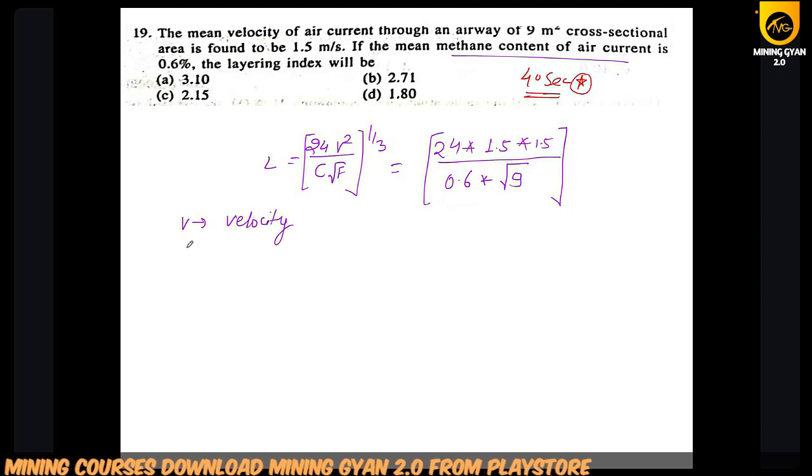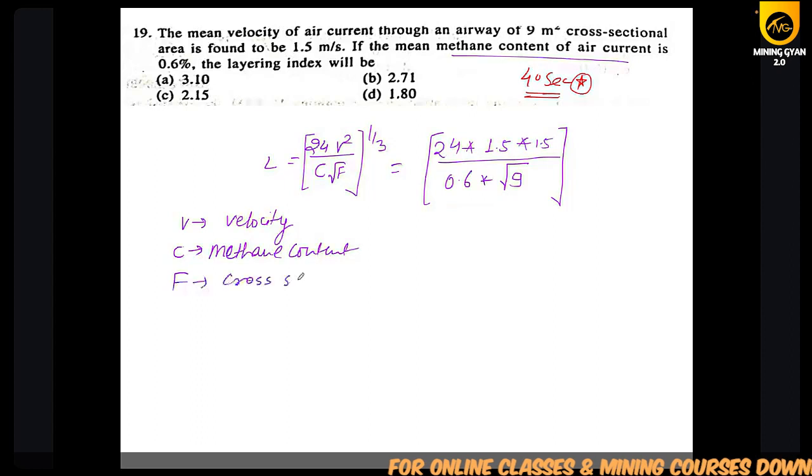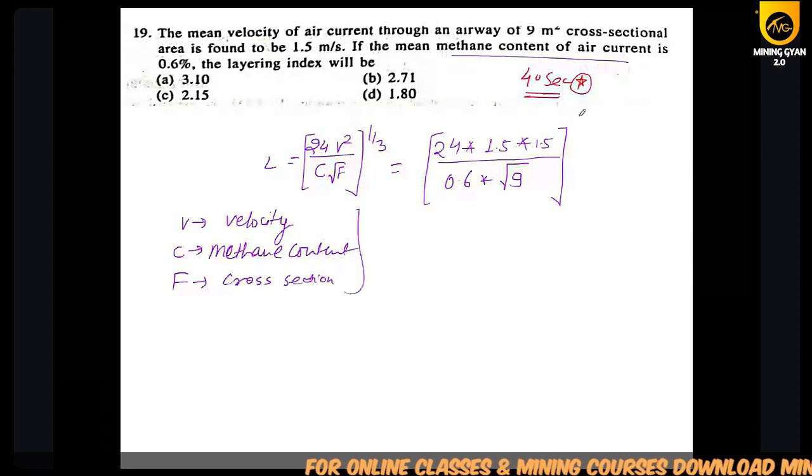If you have revised properly, then you can recall that formula. If you have not revised it properly, then it's your fault. V is velocity, C is the methane content, and F is the cross section area. Okay, so now power 1 by 3.